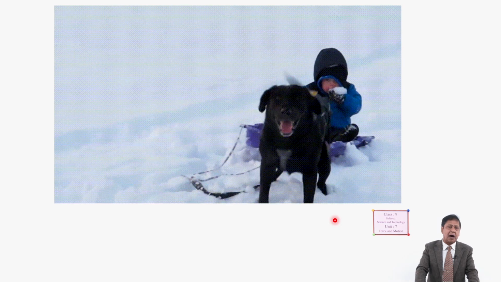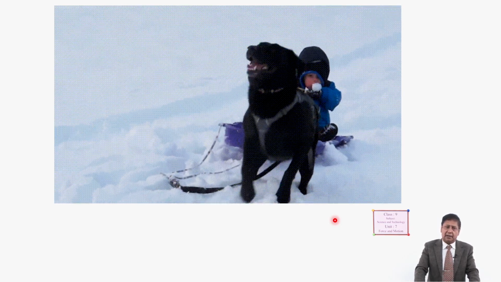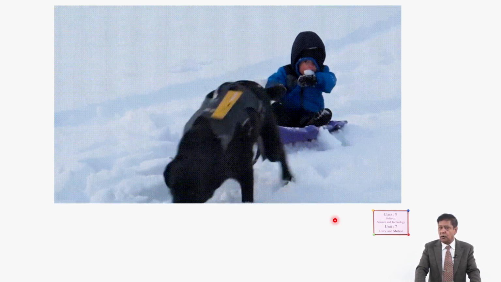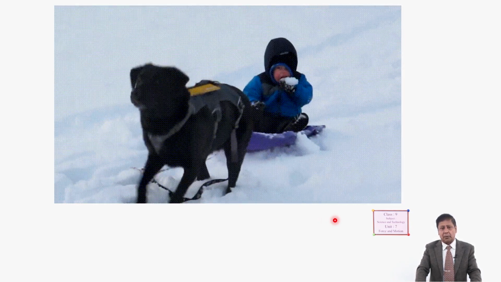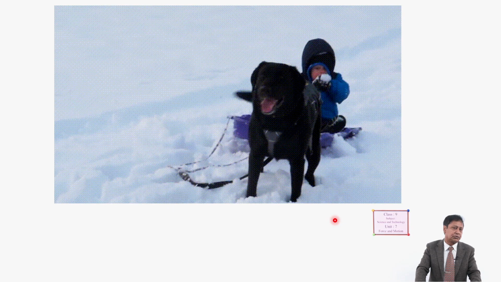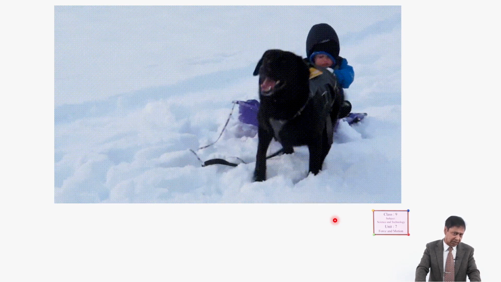Okay, next look at this. A dog is barking, and it is tied with a rope, and the rope is tied with a sledge, and when the dog moves away, then the sledge goes with him.